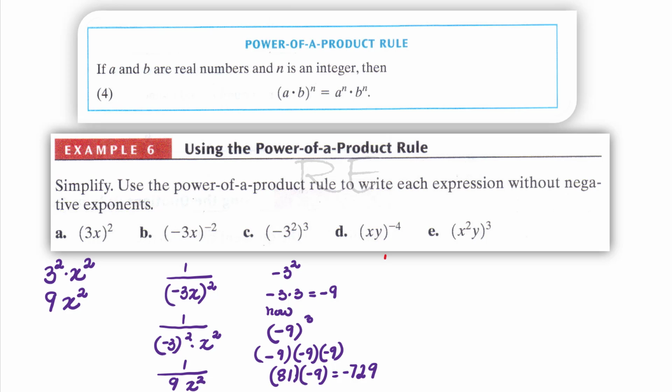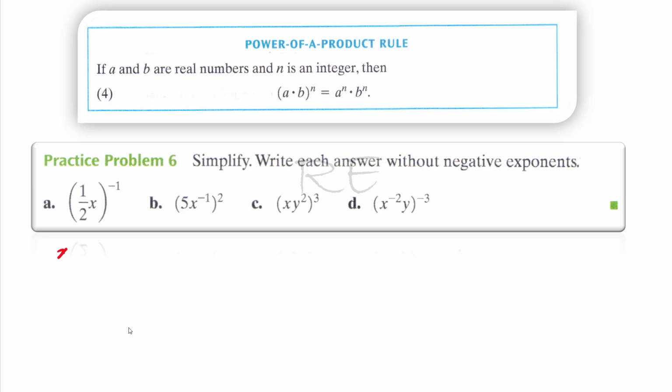(x times y) to the negative fourth is 1 over (x times y) to the positive 4, which is 1 over x to the fourth times y to the fourth. x squared times y to the third will be x squared to the third times y to the third, and x squared to the third, 3 times 2 is 6, x to the 6, y to the third.